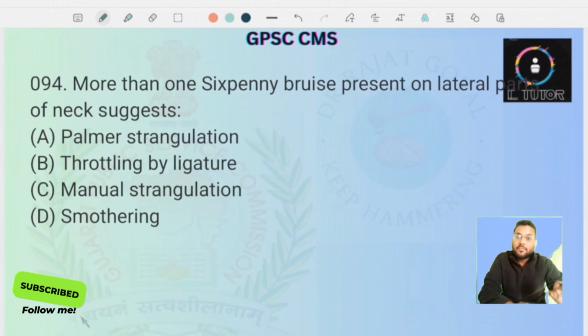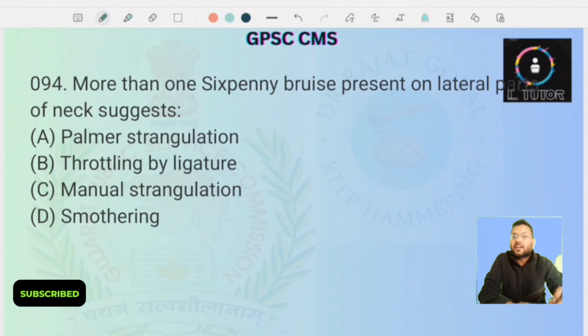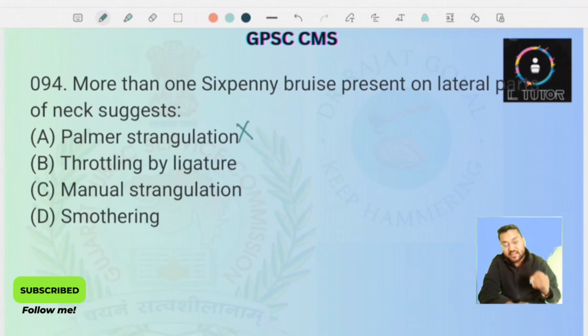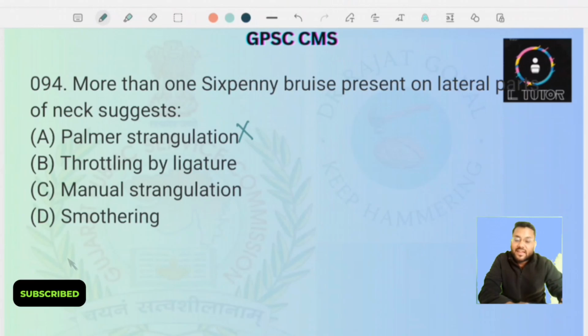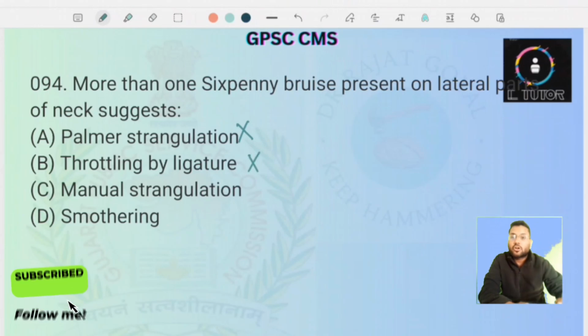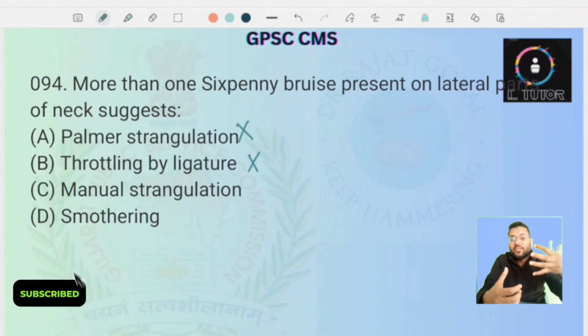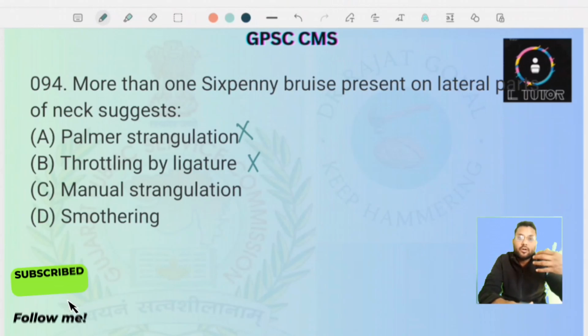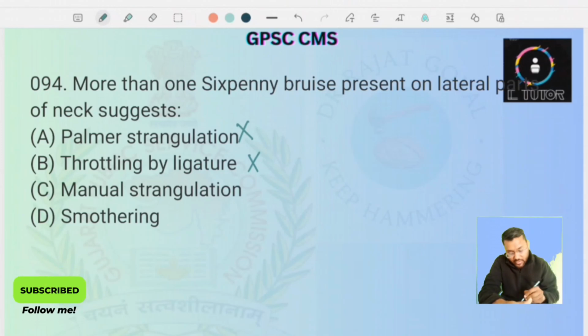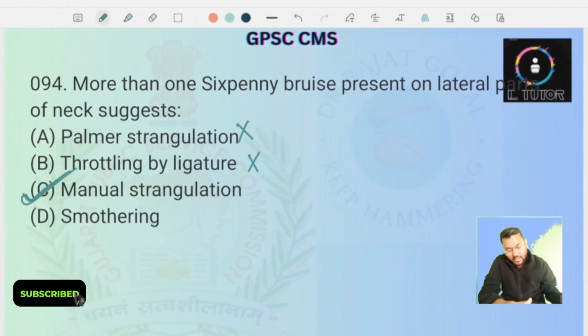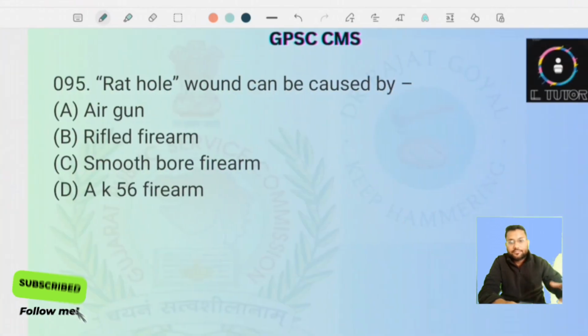More than one sixpenny bruise. So sixpenny bruise is the characteristic feature of the manual strangulation. So here they are asking more than one sixpenny bruise present on the lateral part of the neck suggest. So palmar strangulation, no. It mainly occurs due to the fingers. Throttling by ligature, no. Ligature mark will be there but not the sixpenny bruise. Manual strangulation, the fingers are involved, so sixpenny bruise is formed. So here answer will be manual strangulation, in which sixpenny bruise will be there.